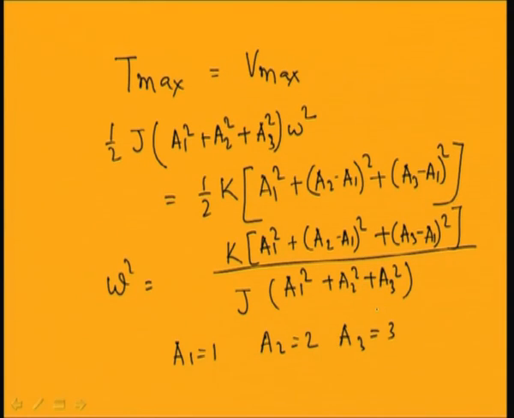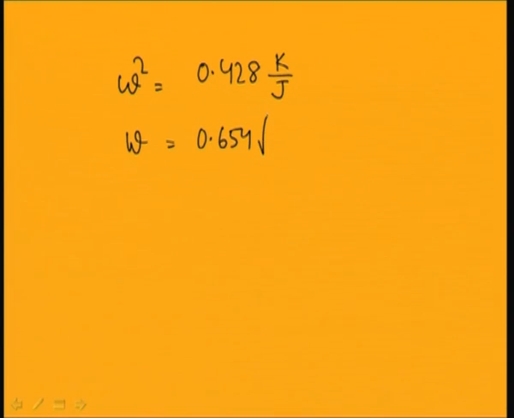So omega square equals 0.428 k by J. We can find omega, which will be equal to root over 0.428, so this becomes 0.654 root over k by J.